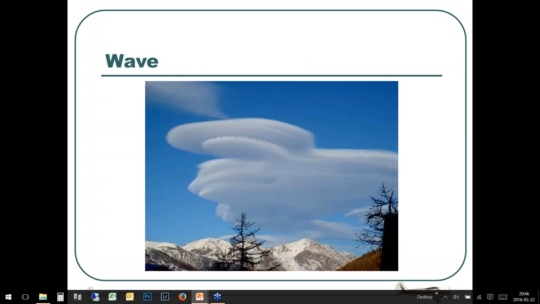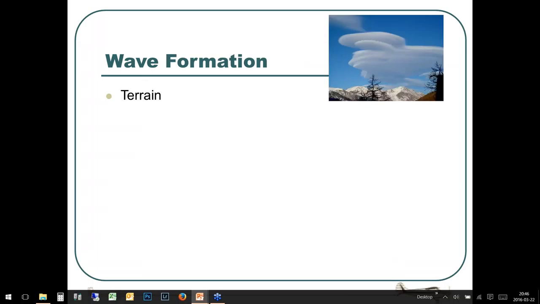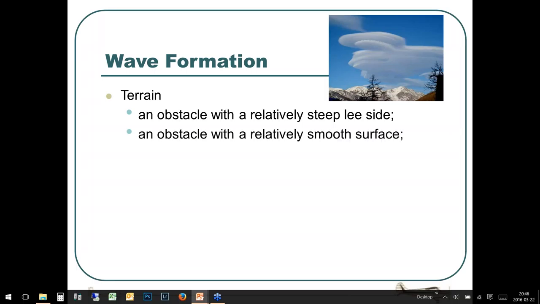The next fun way of flying is called wave. And this is also an orographic form of lift. It happens when wind is blowing fairly strongly off the top of a plateau into a valley, for example. So really an obstacle with a relatively steep lee side. The wind's coming off the top of a plateau, dropping into, say, a canyon or something. That's the steep lee side we're talking about.